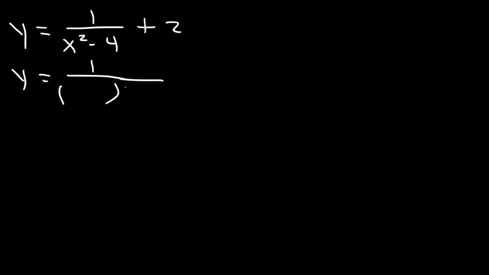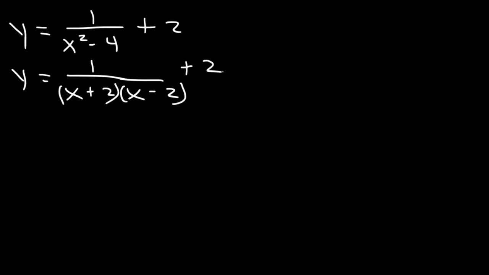Here's the next example: 1 over x squared minus 4, plus 2. So feel free to try this problem. Let's begin by factoring x squared minus 4. It's a perfect square. We can use the difference of perfect squares technique. The square root of x squared is x, and the square root of 4 is 2. So it's going to be x plus 2 and x minus 2.